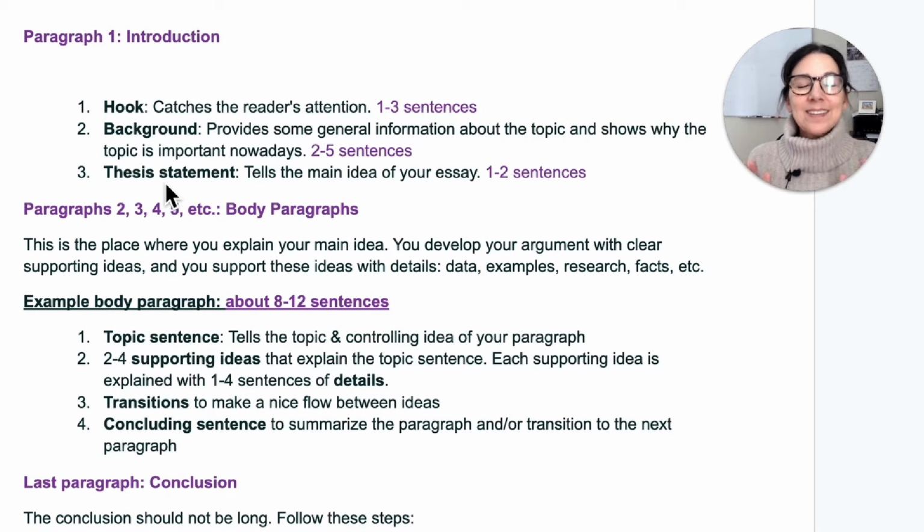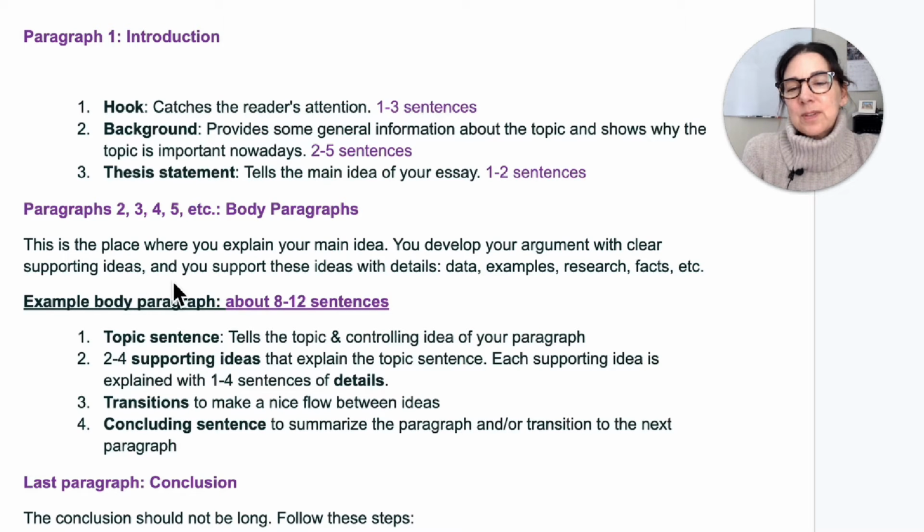Okay, so that's the introduction paragraph. Let's move on to the body. The body of the essay is the next main section of your essay where you're going to explain and support your main idea. So this is the place where you explain your main idea and you're going to develop your argument or you're going to develop your idea with clear supporting ideas.